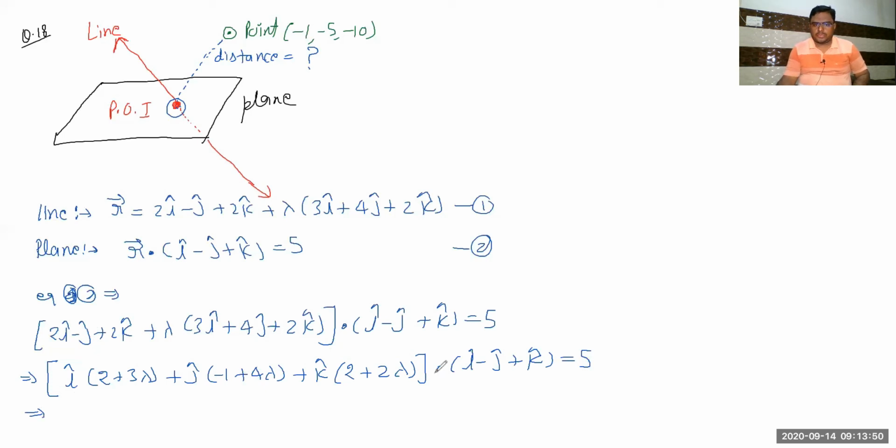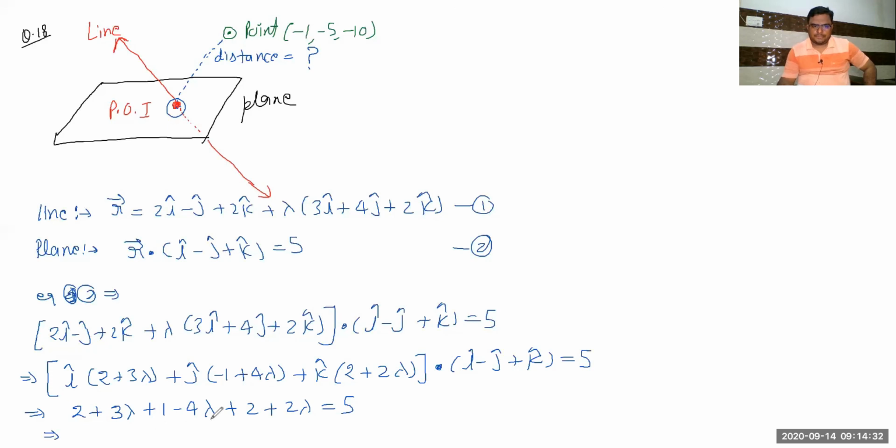Now we will do dot product, means scalar product. And how is scalar product done? By multiplication of coefficients of i cap, j cap, k cap. So coefficient of i cap is 1 here and coefficient of i cap is 2 plus lambda. So multiply 1 with the 2 plus lambda. So 2 plus 3 lambda will come. Coefficient of j cap is minus 1 here. Multiply minus with these. So plus 1 minus 4 lambda. Coefficient of k cap is 1 here. Multiply 1 with these values. So plus 2 lambda and is equal to 5.